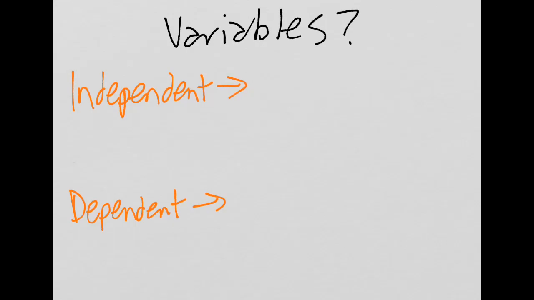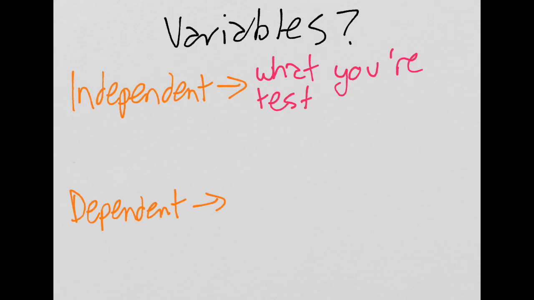I find that people often have trouble discerning between independent and dependent variables. And so the difference is that the independent variable is basically what you're testing. So if you're testing how different plant fertilizers, say, impact growth rates of plants, the types of fertilizers would be the independent variable. So it's your choice.